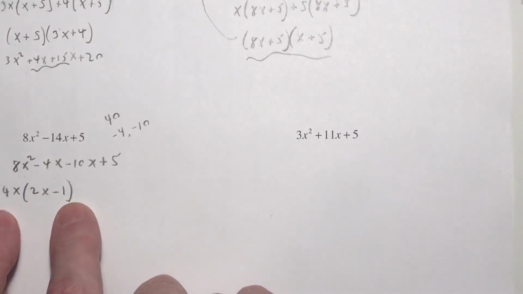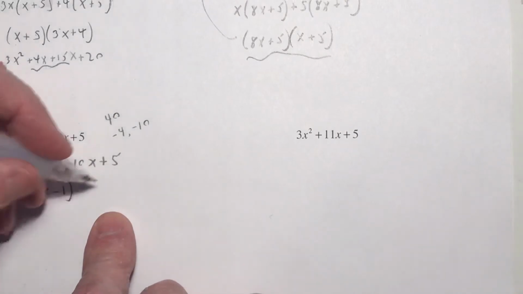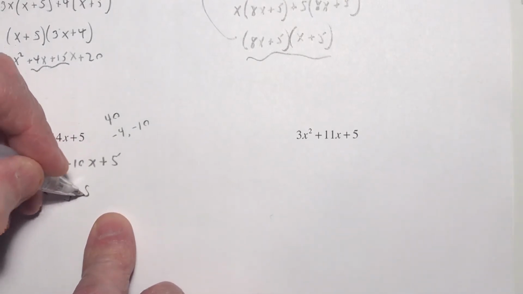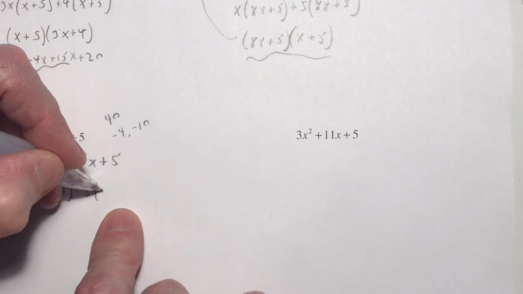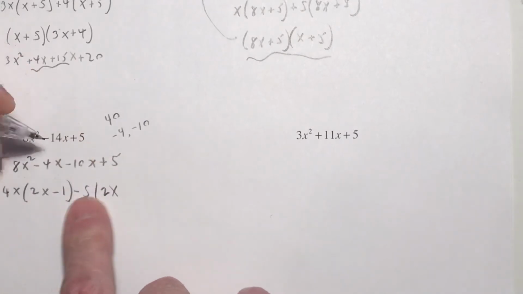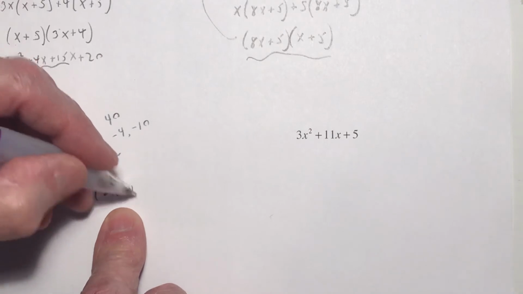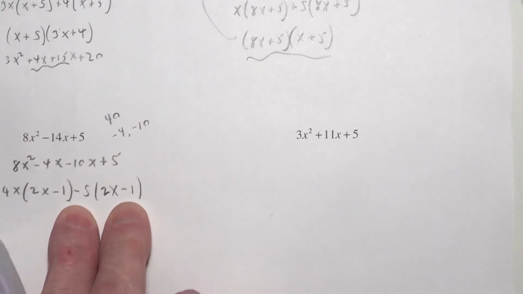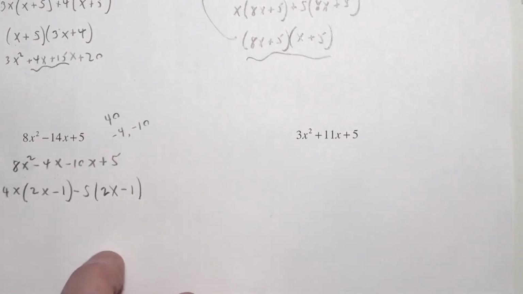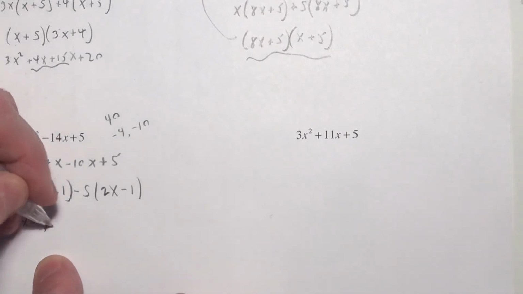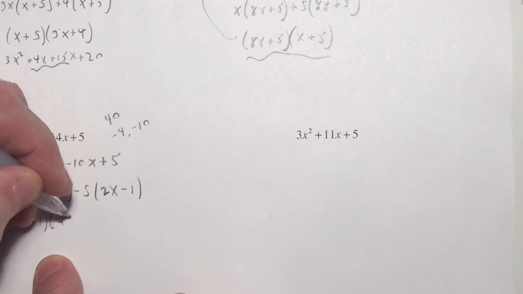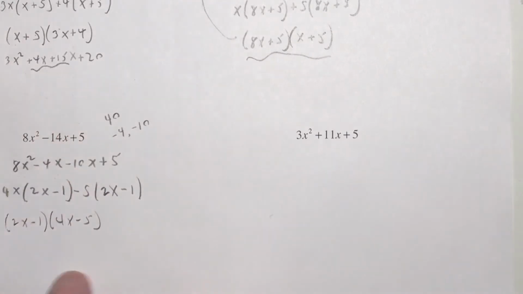8x squared minus 4x, and here I can factor out minus 5. Minus 5 times 2x would make the minus 10x, and then to make a plus 5 I need a minus 1. That'll make the plus 5. And we have the match that we expect. Here's the answer, 2x minus 1, 4x minus 5. Okay.